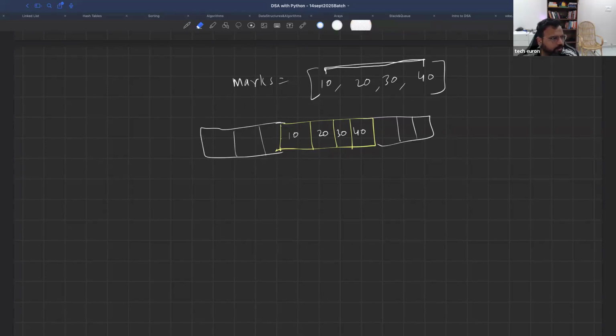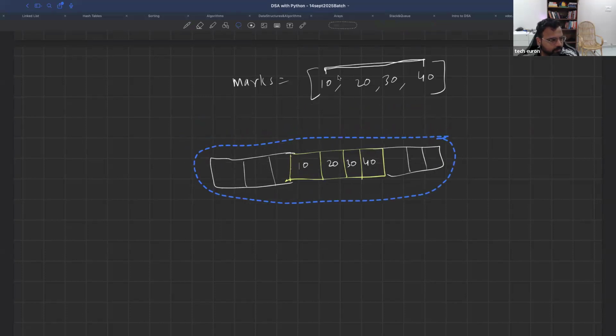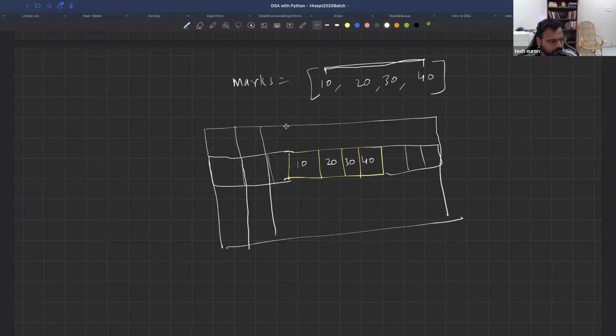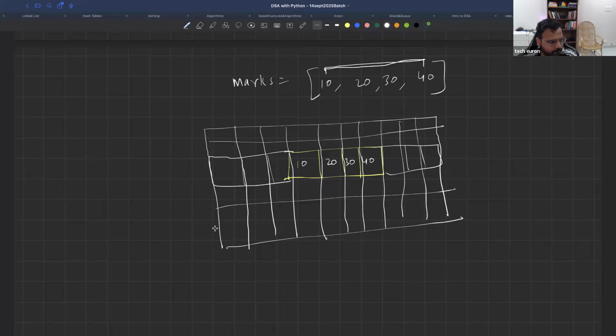Today my drawing is very, very bad. I want you to imagine that this is a big memory block. Okay, and in that memory block, there are a lot of memory spaces. Okay, so this is the memory space that has been given.